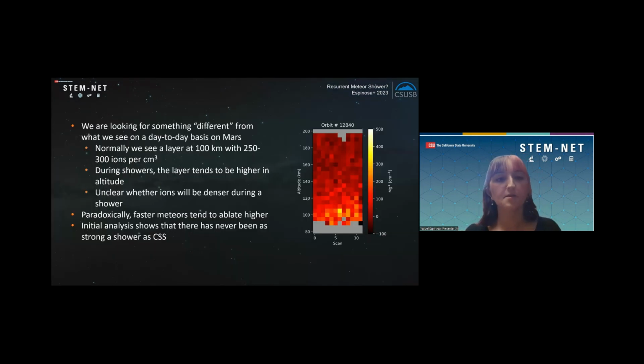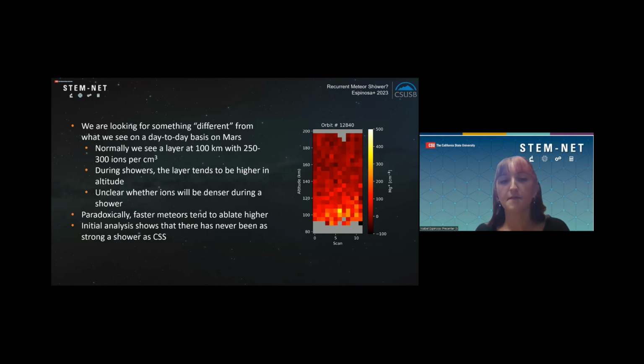So yeah, like I said, we're looking for something different from a quote unquote normal day on Mars. A normal day on Mars will look like the picture you see here, where there's not super high concentrations of magnesium. And it's not super high up, it's around 100 kilometers.